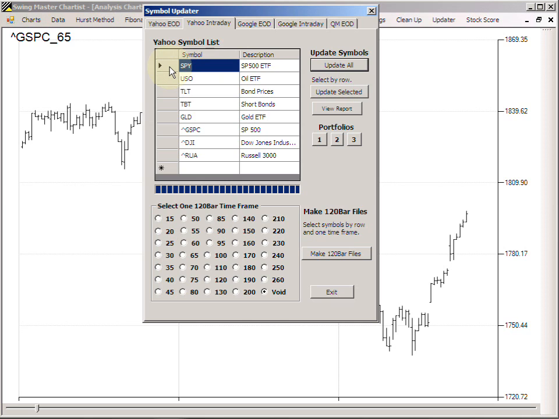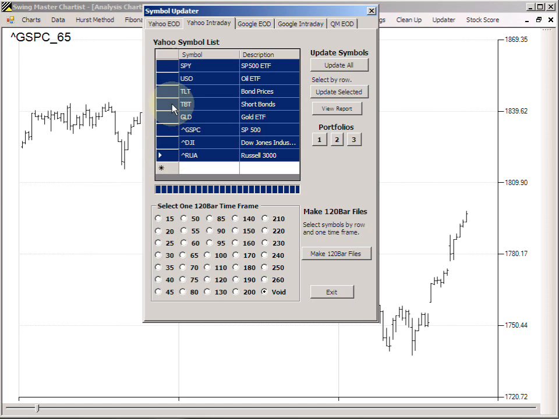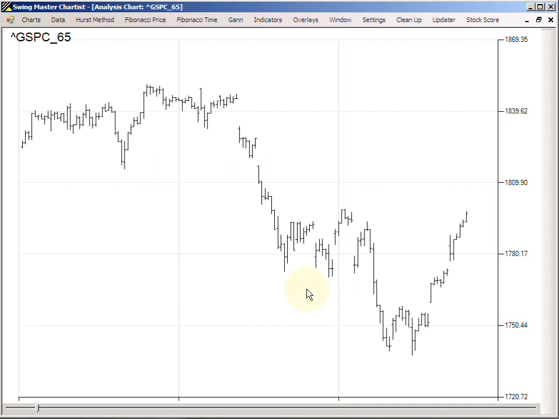Next we want to make 65-minute charts. In this case, we'll do it for all of them at once. You use the shift key to highlight all. We click on the 65-minute radio button, click on make 120 bar files, and we're done. We now have a 65-minute GSPC or SP500 file, which we've already put up in the window. Now we'll use our Hurst method and Fibonacci time and price to see where we stand on our expectations that we talked about in a prior video.